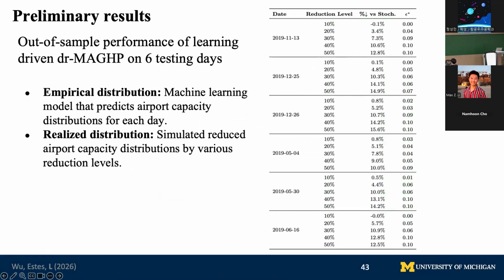This is for June 16, 2019, and it asks, what if your machine learning was off by 10%, 20%, 30%, 40%, 50%? What you have here is the improvement in cost between stochastic optimization and DRO. Clearly, if your machine learning is not that bad, like it's only off by 10%, you really don't get that much benefit. You only start seeing benefits if your machine learning is wrong for the capacity predictions.